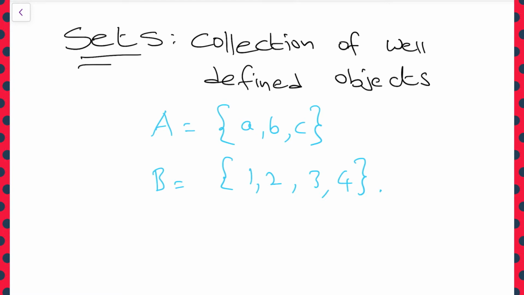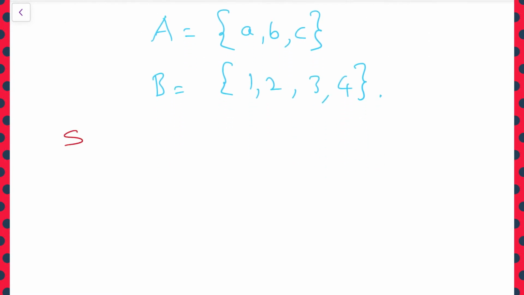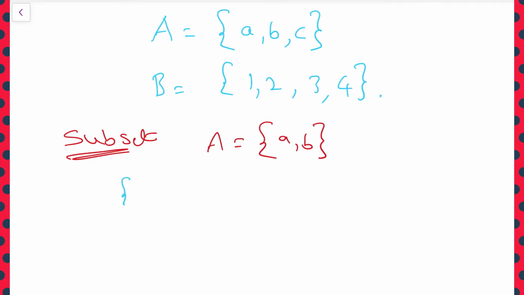Then what is a subset? For example, I have a set A where the elements are A, B. Element A alone, element B alone, A, B together, including an empty set. These are called the subsets of the given set.